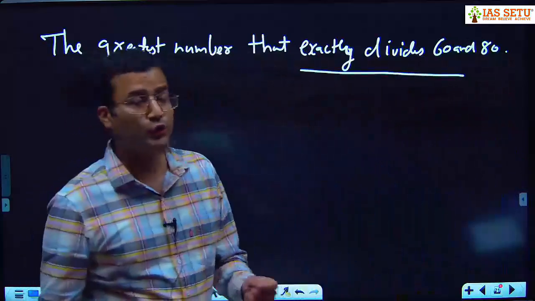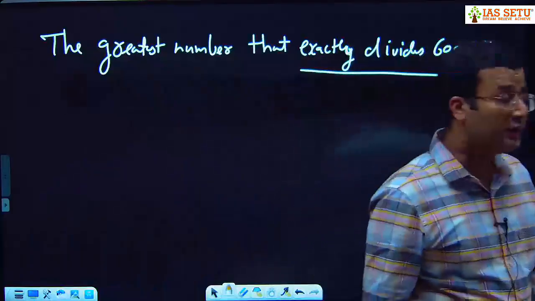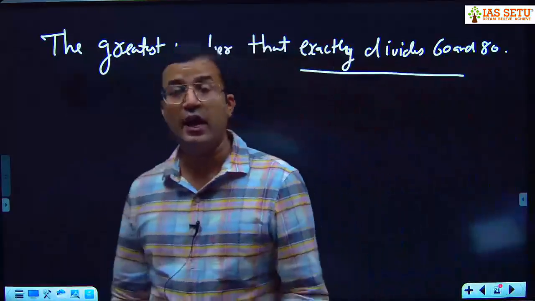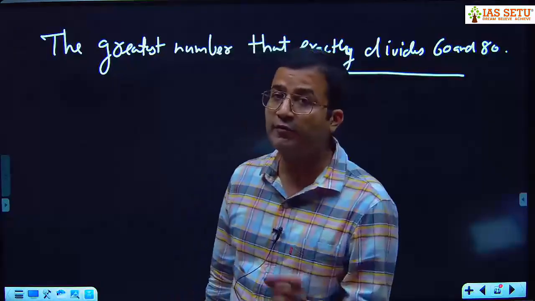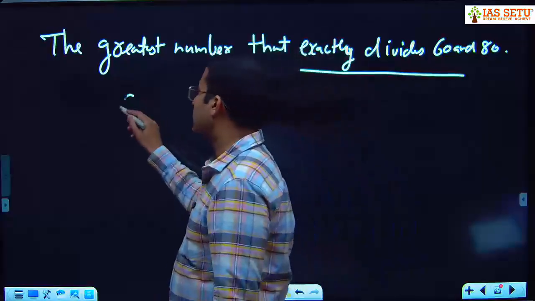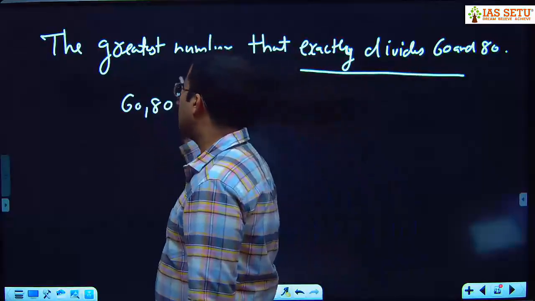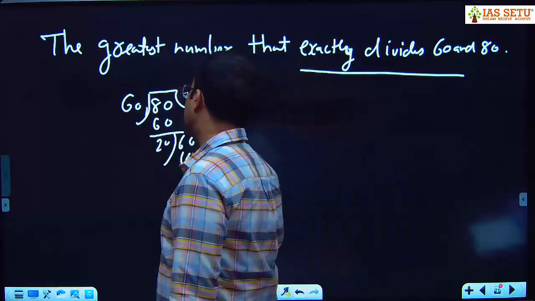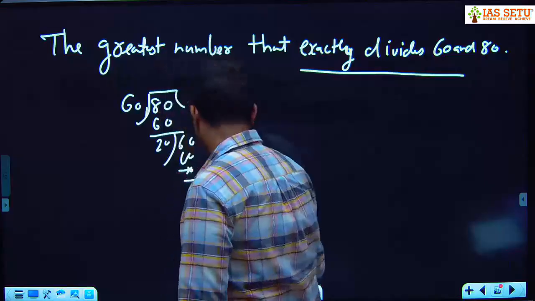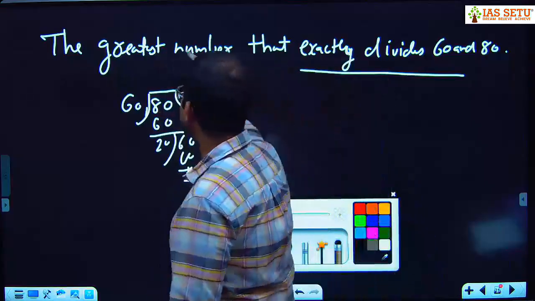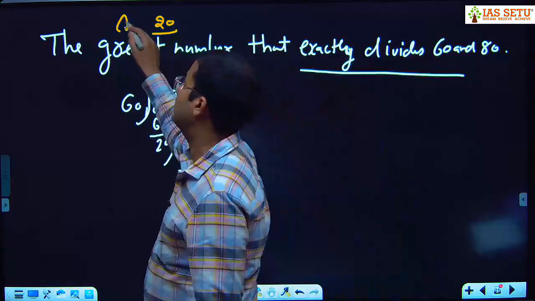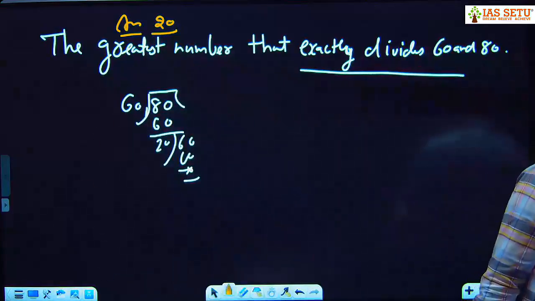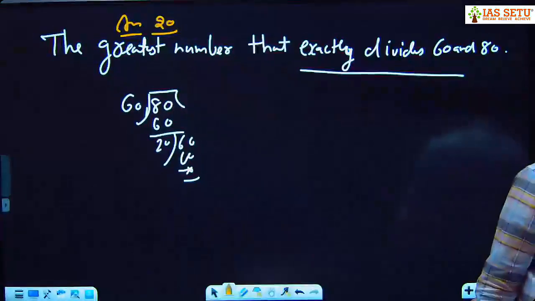1, 2, 3, 4, 5. Divisor. Okay. So we are looking for a divisor, a factor. And I told you where we are looking for a factor, it is HCF. If you see what is the HCF of 60 and 80, 60, 20. So here the HCF is 20. So the greatest number that can exactly divide 60 and 80 is 20.